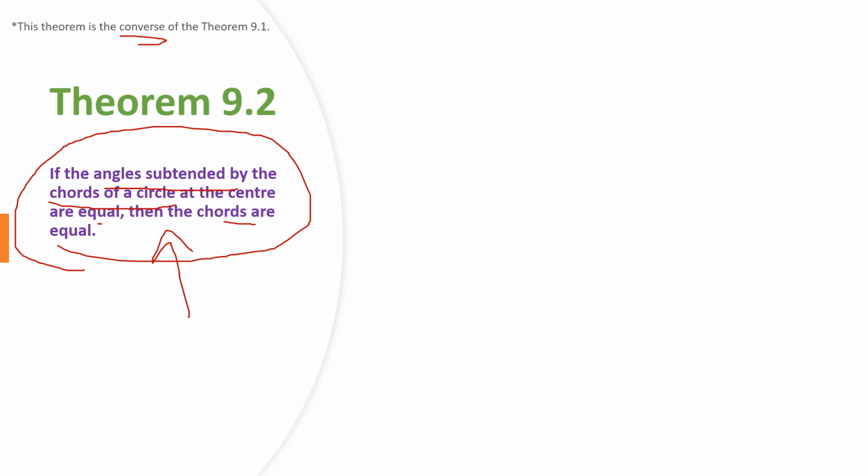So we can refer to this theorem as the converse of theorem number 1. Theorem 1 talks about equal chords subtending equal angles. This theorem talks about how, if chords subtend equal angles at the center, then they are equal. Theorem 2 is the converse of theorem 1. But as usual, we start with the given data, what to prove, and the actual proof.